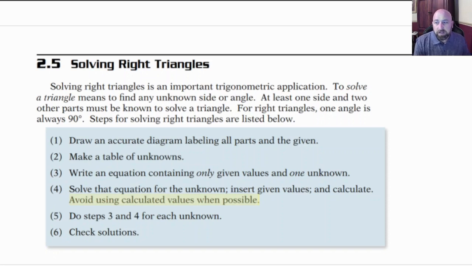Number 5, repeat steps 3 and 4 for each unknown. You just keep going back to steps 3 and 4. And then number 6, you can always check your solutions. All right, let's turn the page over to page number 24. Now that you have those, I'll keep going through those in a way. I don't know that I'll keep coming back to this page, but I might.